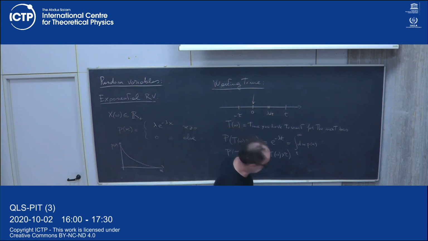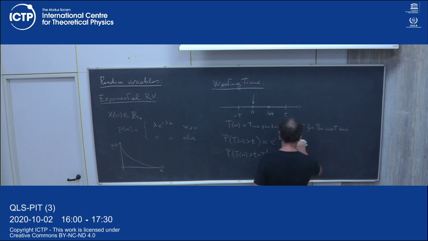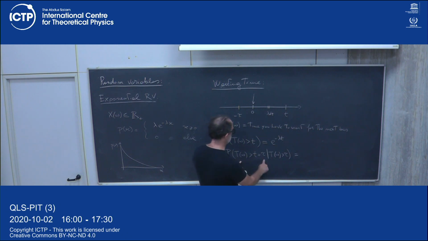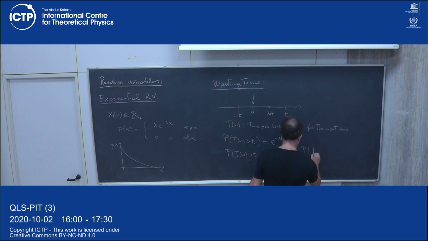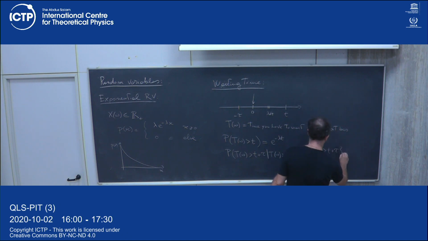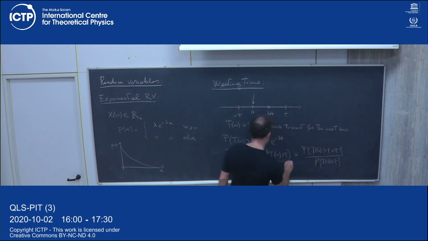Now you can compute this probability with the rules of conditional probability. So this is just the probability of the joint event, this event and this event. But of course, this event is contained in this event, because if I wait this much, for sure I have to wait this much. And so this is just the probability that the waiting time is larger than t plus tau, divided by the probability that the waiting time is larger than tau, which is what I know.